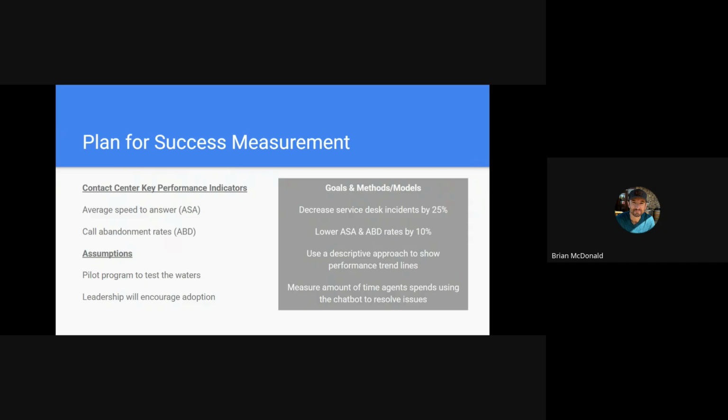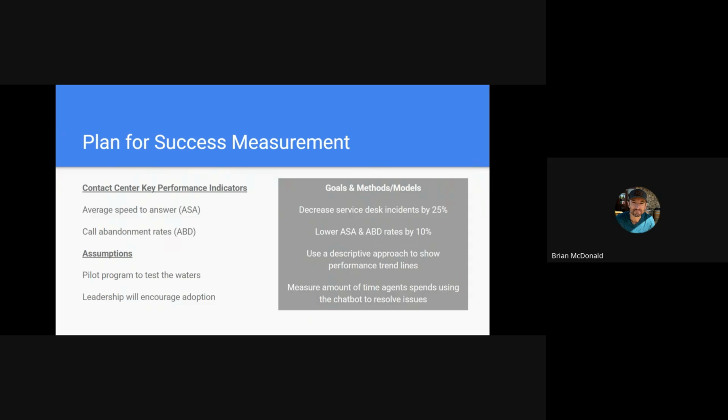A couple of assumptions: we would likely pilot the program to test it out before we deploy it to all agents. And of course, we would need leadership to encourage adoption with their staff. So from a goals perspective and methods of achieving success, one of the goals is to try to decrease service desk incidents by 25%. And that feels very doable with a chatbot and making sure that it has what it needs to resolve issues. This seems very doable.